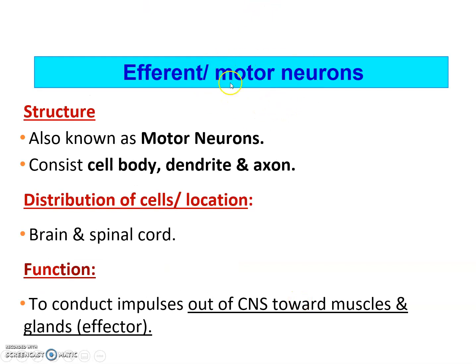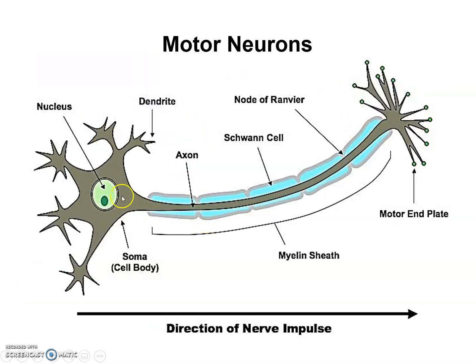Okay, so the efferent or motor neuron consists of cell body, dendrite, and also axon. It can be found in the brain and spinal cord. The function is to conduct impulses out of the central nervous system toward our muscles and glands, which are known as effectors. So it is known as efferent neuron. These are the structure of the motor neuron, which consists of one cell body where the nucleus is located in the center, and the axon, which is covered by myelin sheath. Not necessarily all covered by myelin sheath. And the dendrites.